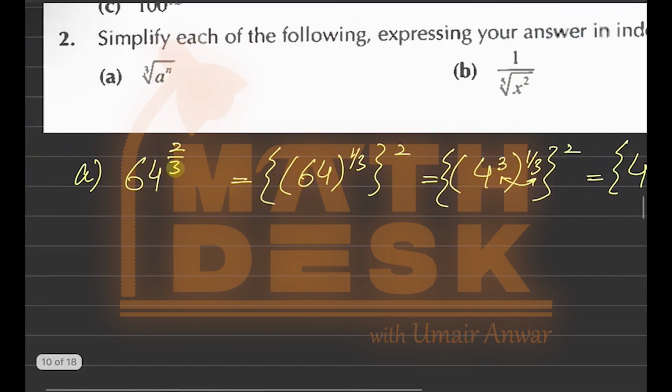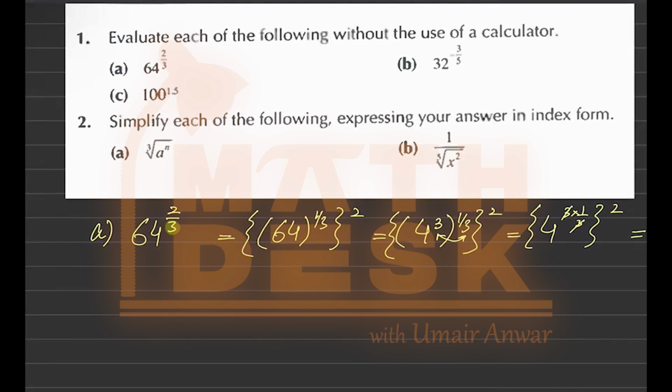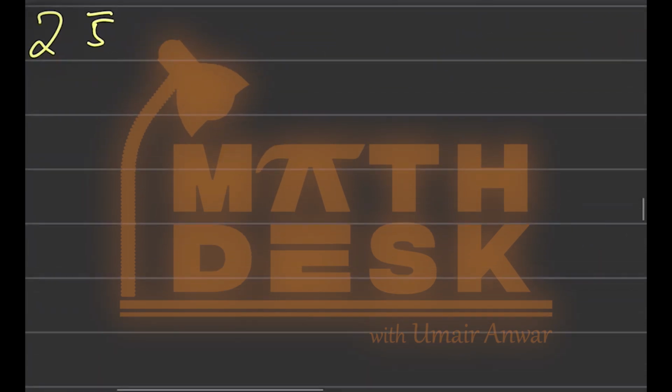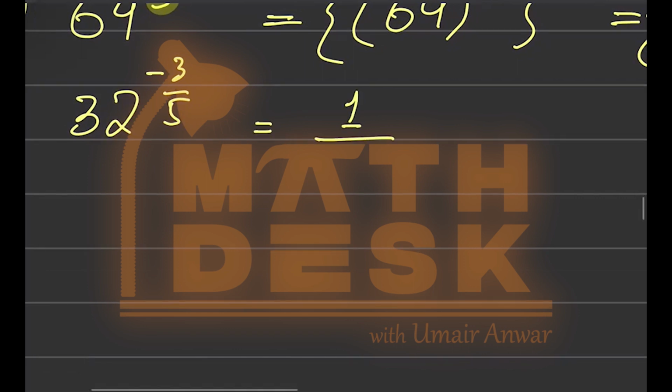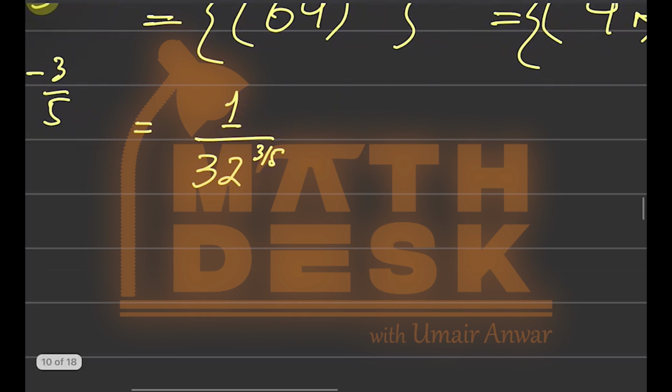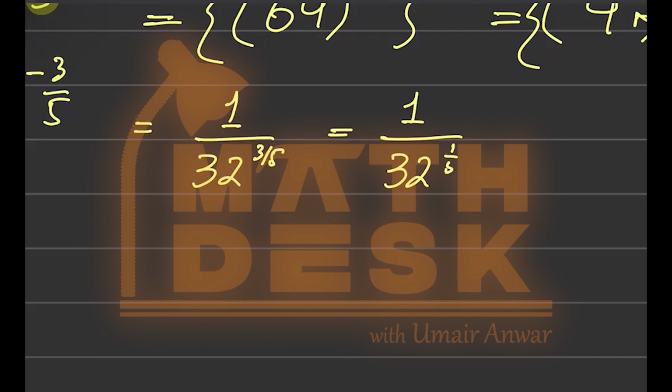Now, the further application of this, let's move on to the second part, which is 32 raised to minus 3 upon 5. First of all, the sign of the index should be made positive. And for that, I'm moving the whole term in the denominator. So it becomes 1 upon 32 raised to 3 upon 5. And the power would be changed into two forms. It would be written as 32 raised to 1 upon 5 multiplied by 3.